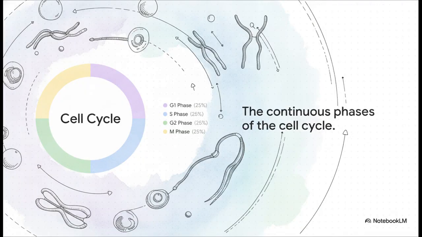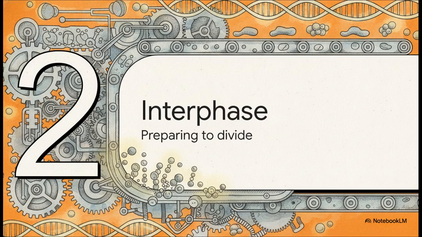Think of a cell's timeline kind of like a continuous clock. It's just rotating constantly through four specific slices, G1, S, G2, and the M phase. The cell moves through these stages in a highly regulated non-stop loop. Let's move to section 2 and see how this actually builds.